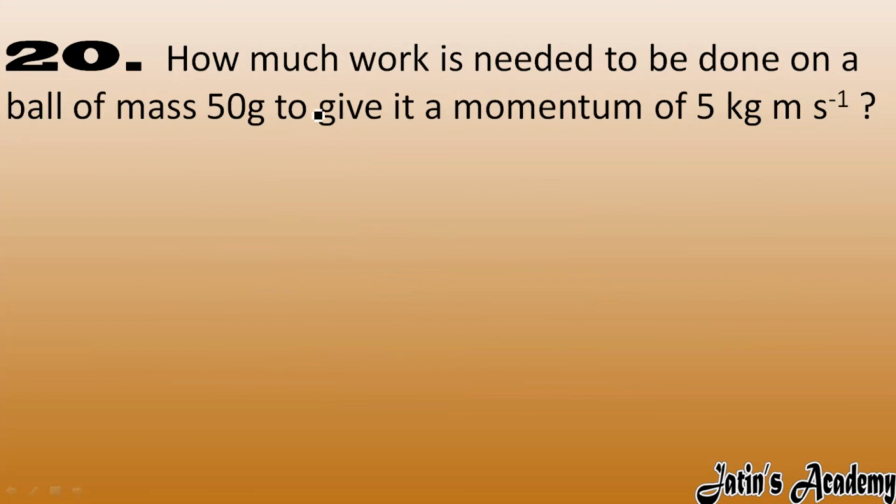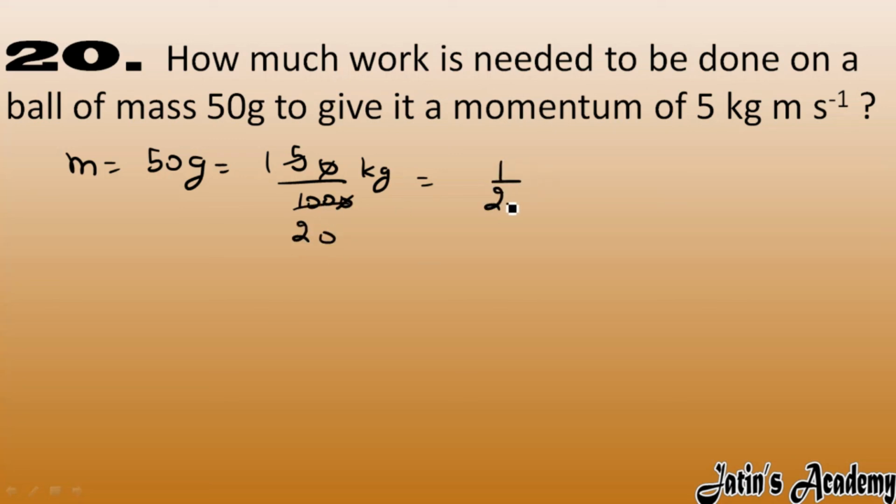Next we have, how much work is needed to be done on a ball of mass 50 gram to give it a momentum of 5 kilogram meter per second. So here mass of ball is given as 50 gram, which is 50 by 1000 kilogram. So this value we got, cancel it out, 1 by 20 kilogram, and momentum is given as 5 kilogram meter per second. Okay, now we have to calculate how much work. In this case we will calculate kinetic energy. So here kinetic energy and work done are the same.